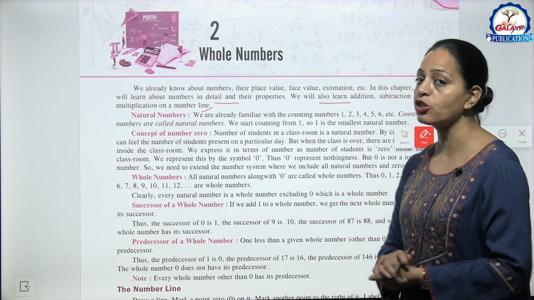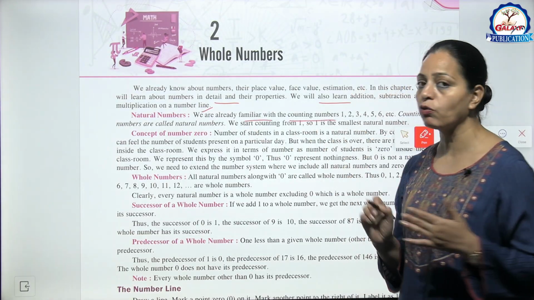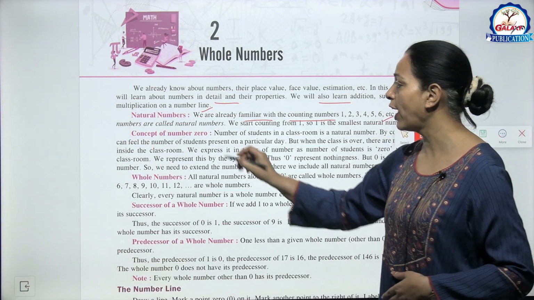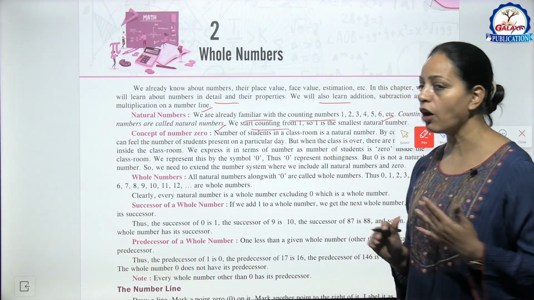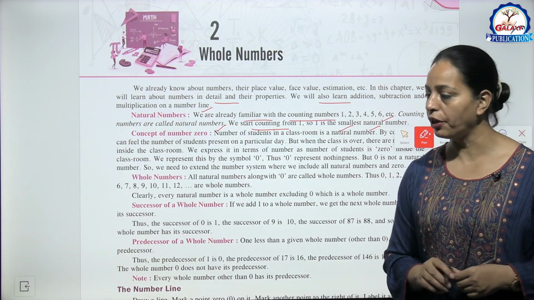See, first, natural numbers. We are already familiar with the counting numbers 1, 2, 3, 4, 5, etc. Counting numbers are called natural numbers. We start counting from 1. So 1 is the smallest natural number.